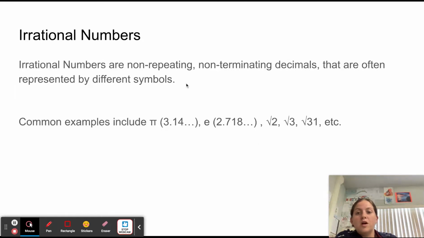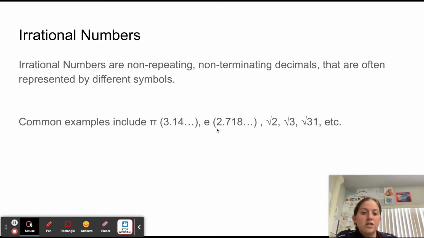Irrational numbers, therefore, are non-repeating, non-terminating decimals. They're often represented by different symbols because when we have numbers that go on and on and on forever and ever and ever, we don't have time to write forever and ever, right? So some common examples are pi, 3.14. You should have learned about that last year talking about circles.